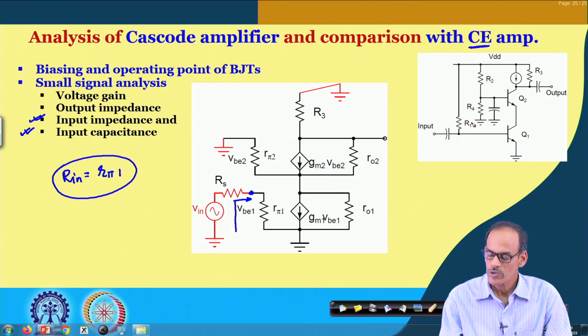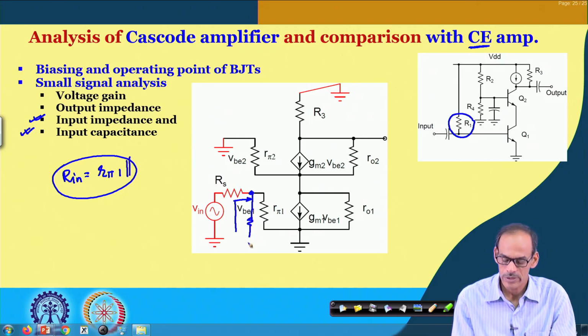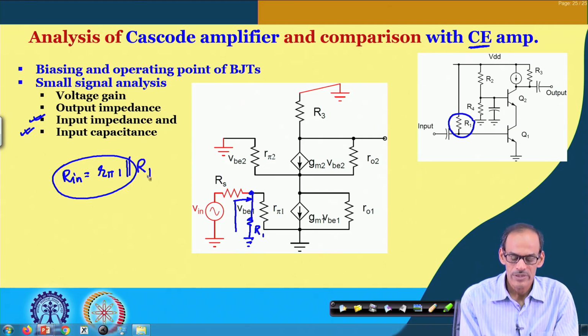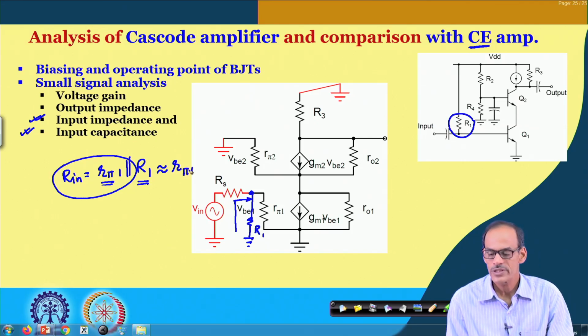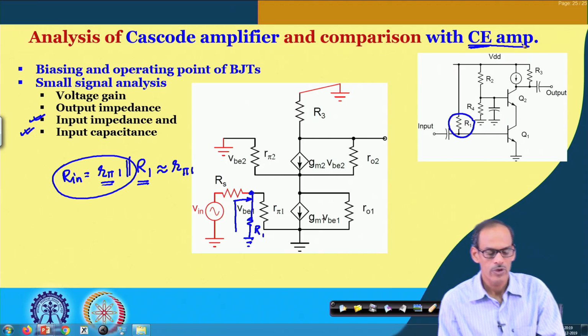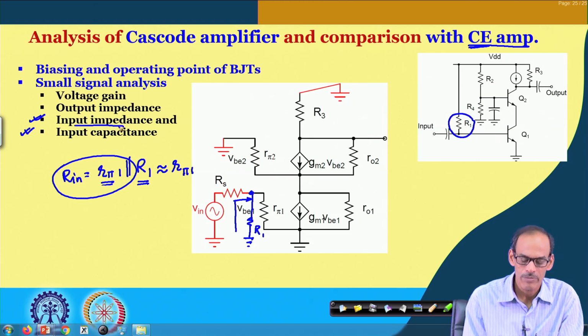Input impedance wise, if you see, there is hardly any difference compared to the input impedance of a normal CE amplifier. In fact, we also need to consider R 1 in parallel with that, but this R 1 in this model I have not drawn. You can draw that one also. Typically this R 1 is much higher than R pi 1. So, you may consider this approximately equal to R pi 1, which is the same as the input resistance of a normal CE amplifier. So, I should say there is no change in input impedance.